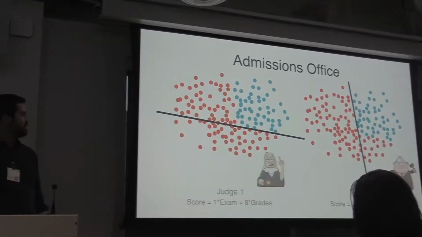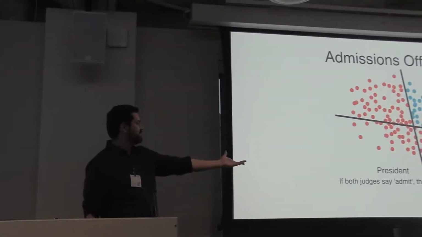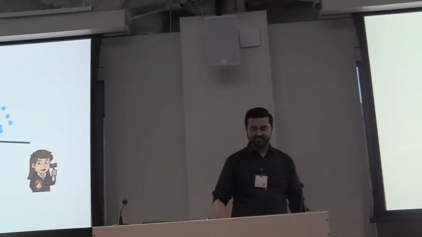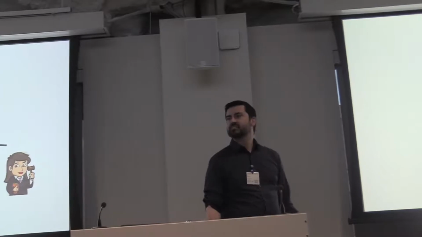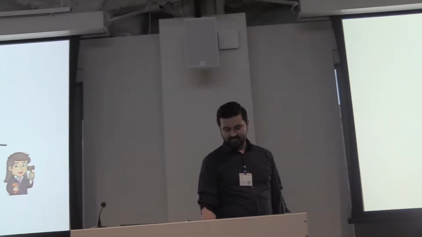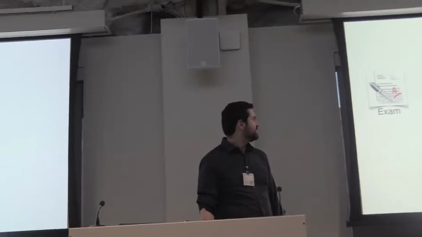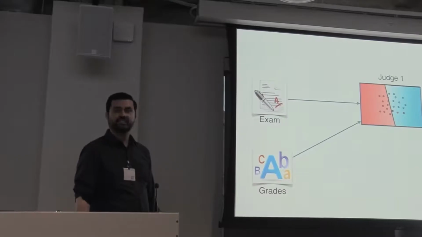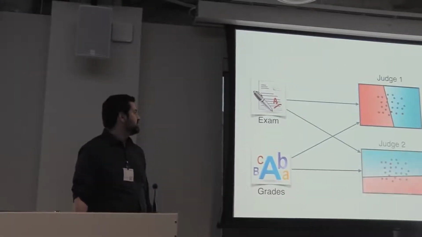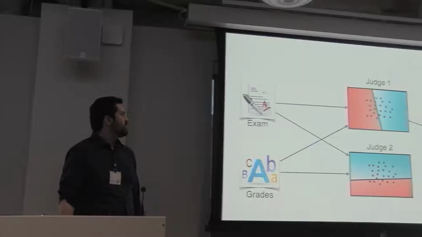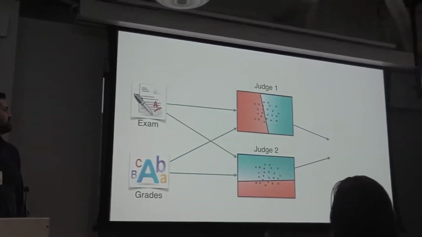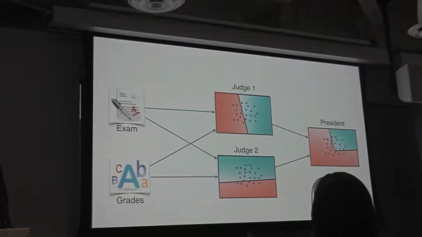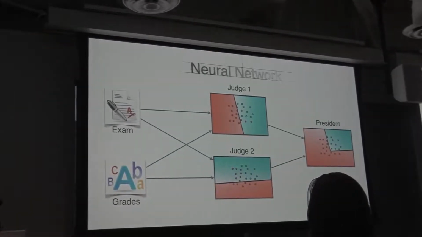And how do we combine them? Well, we have a president, and what the president does is she looks at the 2 judges, and she says, okay, if they both admit the student, then I admit, and if not, then I reject. So what really happens is, I'm going to draw you a neural network. We have the exam and the grades, and judge 1 does this. That's a linear model for judge 1. There's a linear model for judge 2, and then the president just combines these 2 models and decides based on 2. Okay, so now we can have curves, and that's a neural network.